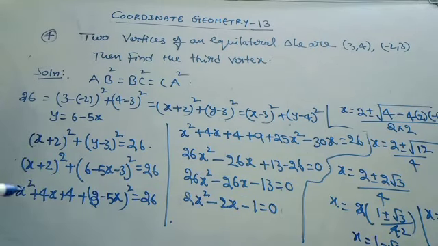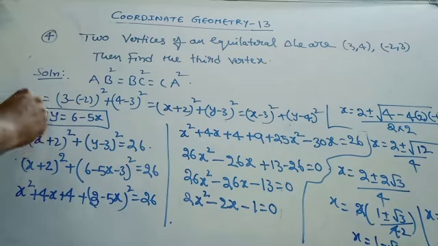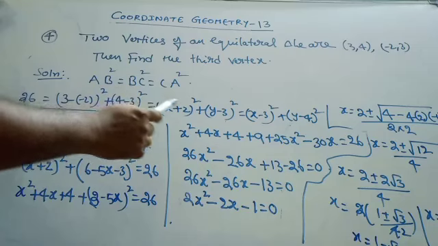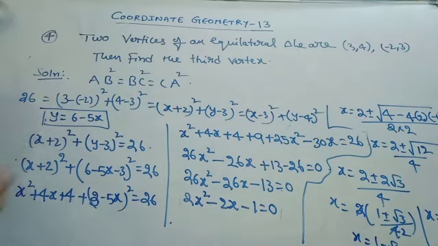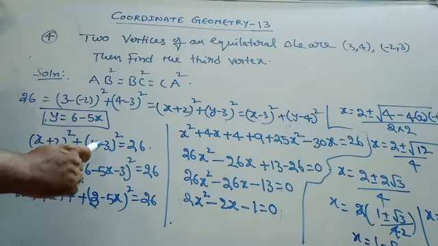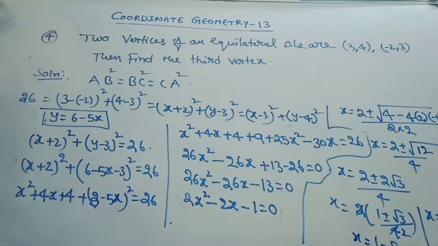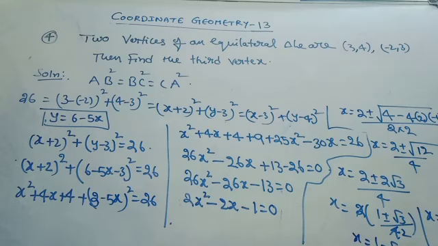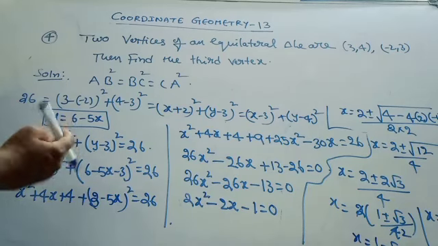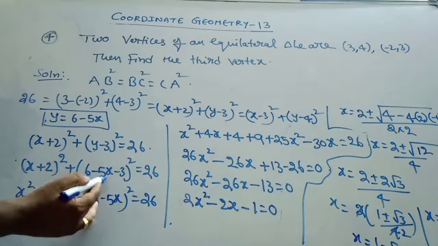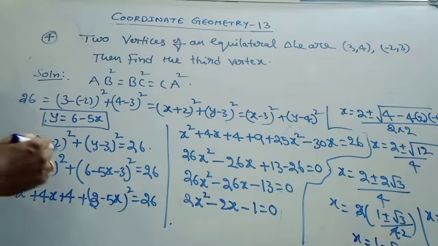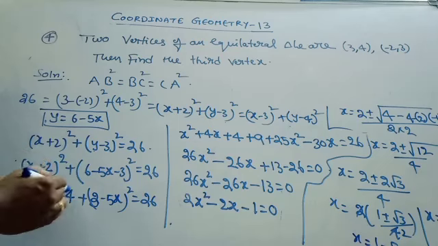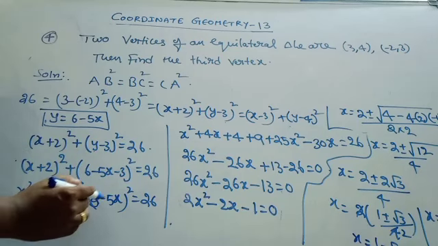Now we took this equation and we got y = 6 − 5x. We take any one of the equations here, either this or this. I took (x + 2)² + (y − 3)² = 26. And in place of y, you just substitute 6 − 5x. So y − 3 means (6 − 5x − 3)². Now (x + 2)² is x² + 4x + 4, plus (6 − 3 − 5x)², that is (3 − 5x)².